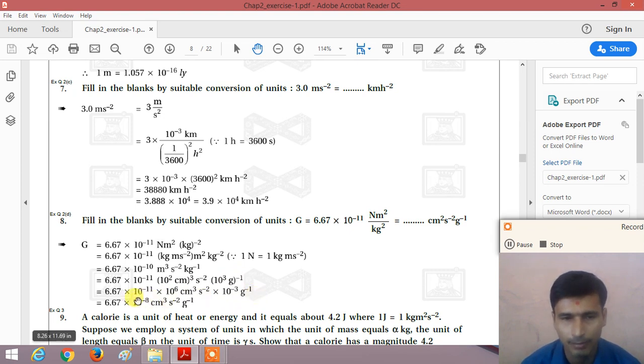So if we combine the powers of 10, 10 raised to minus 11, 10 raised to plus 6 and 10 raised to minus 3, minus 11 plus 6 minus 3, we get 10 raised to minus 8. So our answer is capital G is equal to 6.67 into 10 raised to minus 8 centimeter cube, second raised to minus 2 and gram raised to minus 1.